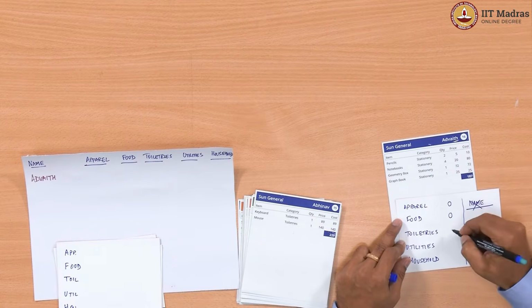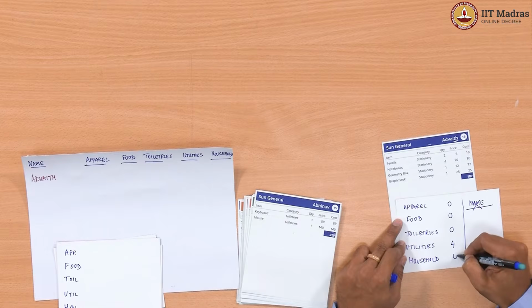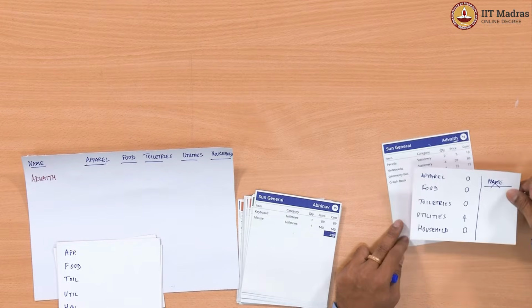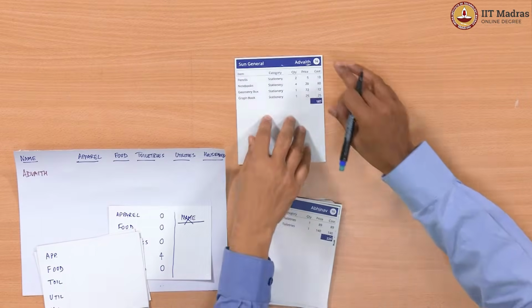Toiletries again none. Stationery we called a utility. Yes. So there are 4 of them. And again household there are none. So 0. So this is what I give back to you. Now you give me back the card, because the card is back with me, so I'll move it to that set since we have seen it.